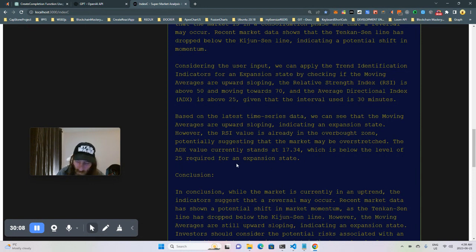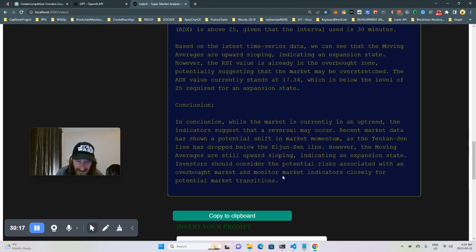Conclusion. In conclusion, while the market is currently in an uptrend, the indicators suggest that a reversal may occur. Recent market data has shown a potential shift in market momentum, as the Tenkan-sen line has dropped below the Kijun-sen line. However, the moving averages are still upward sloping, indicating an expansion state. Investors should consider the potential risks associated with an overbought market and monitor market indicators closely for potential market transitions.